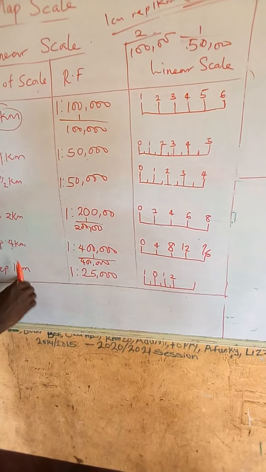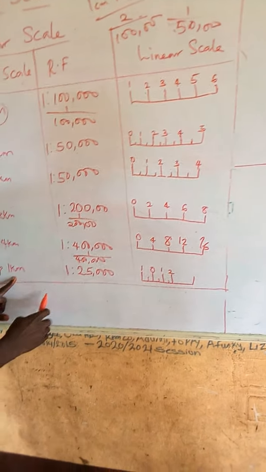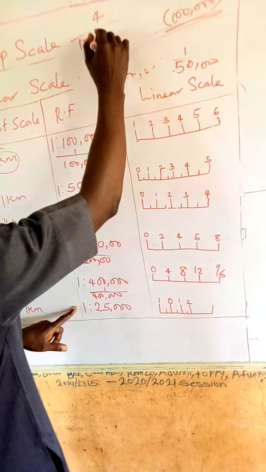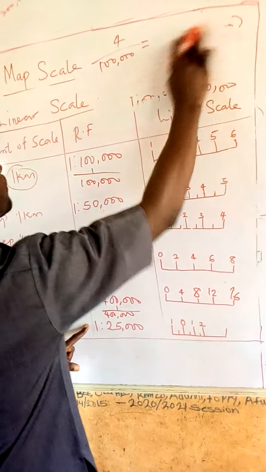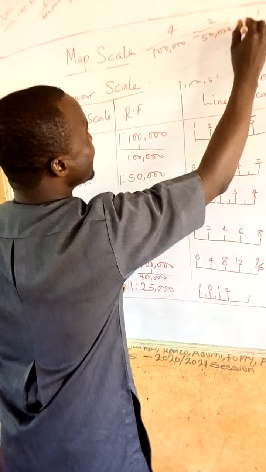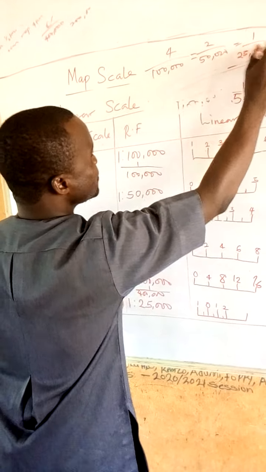The last example here, 4 centimeter rep 1 kilometer. This 1 kilometer is just 1 times 100, that is 100,000. 4, you now have 4 all over 100,000. By the time you break it down, you have 2 all over 50,000. Break it again, you have 1 all over 25,000.